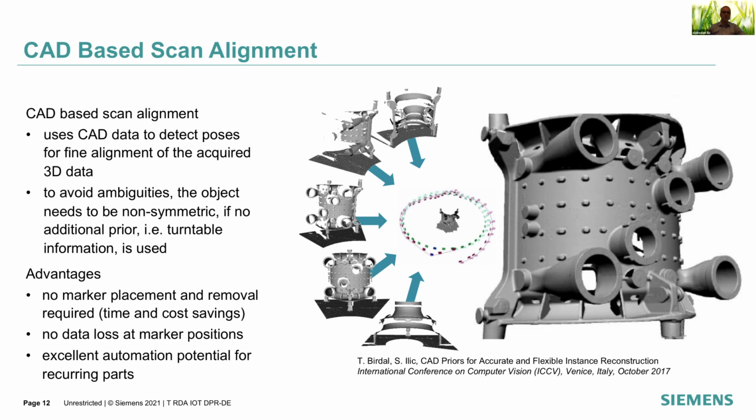And this is what you can see in the middle, between the reconstruction and the actual scans. Afterwards, we did a multi-view optimization, a graph-based optimization, to register all the scans to each other and distribute the errors across the scans. This required no markers to be placed, which is a big cost saving, and the result was also quite dense. We didn't lose any data, and it had really good automation potential.